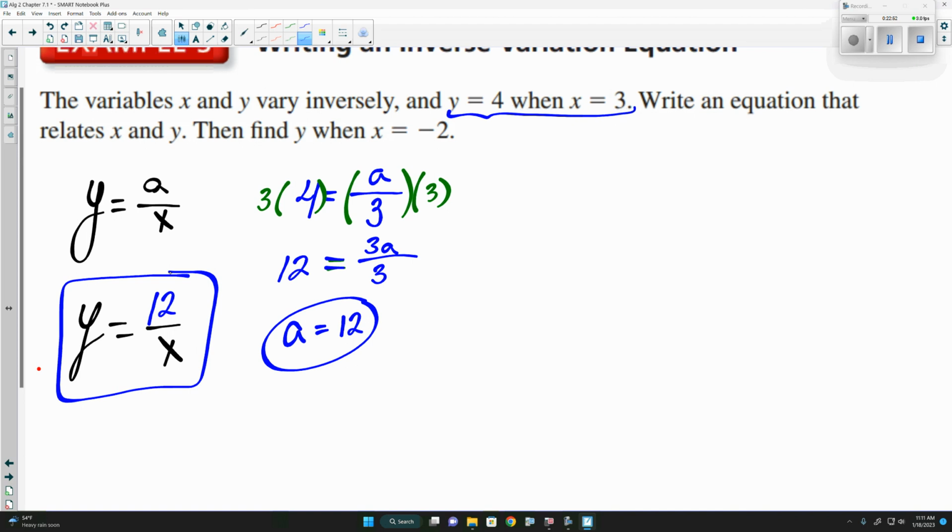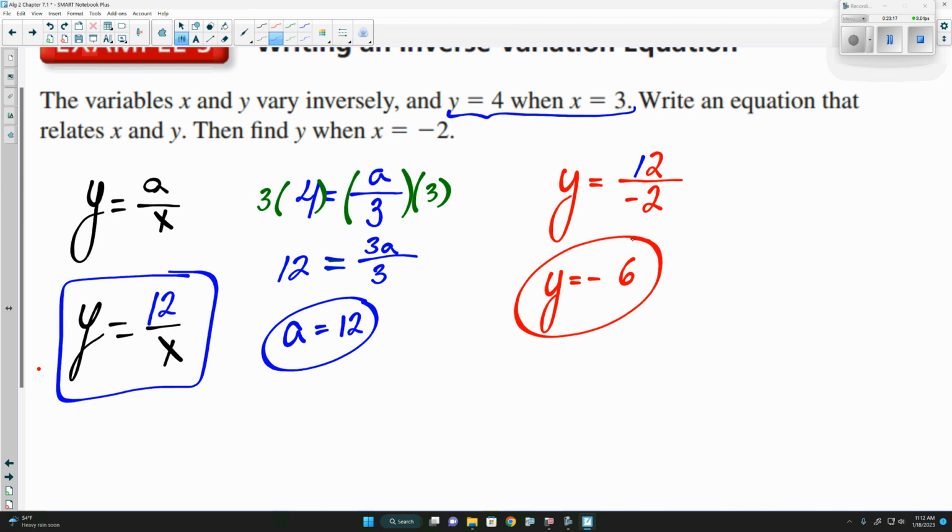Questions on how we found the equation? Now we need to find y when x is negative 2. Plug it into that equation. Replace x with negative 2. Then simplify. 12 divided by negative 2 is, there's our two answers. The equation that we needed is y is equal to 12 over x. And the value of y when x is negative 2 tells us that y is equal to negative 6. Questions on this here?